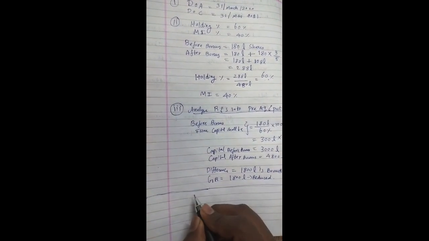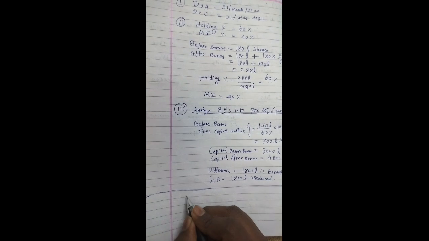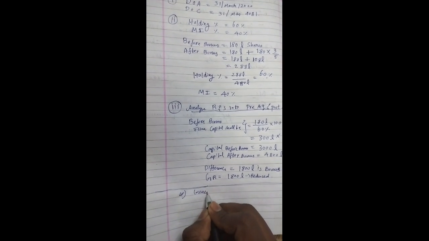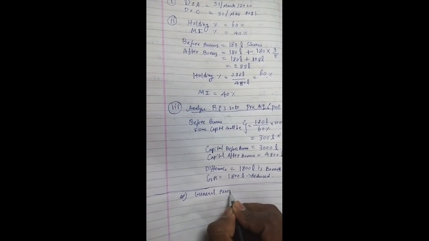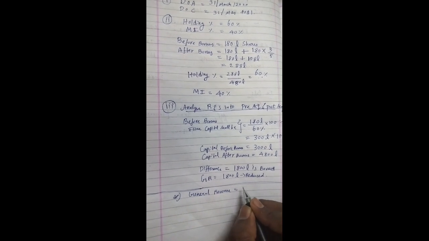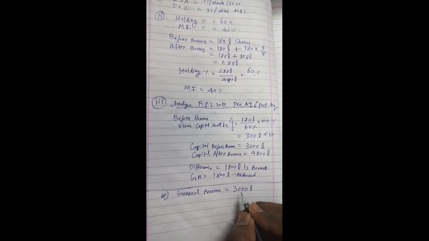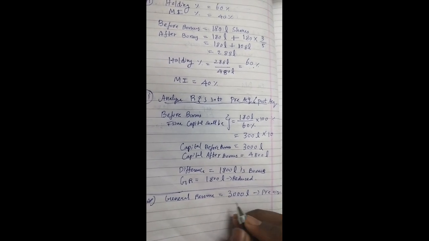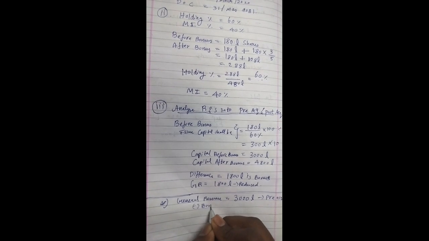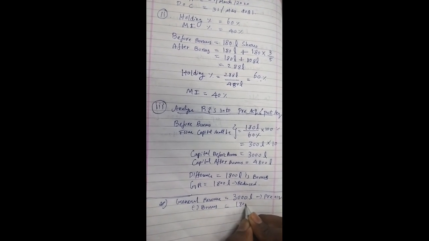Let's first analyze general reserve. General reserve amount before bonus issue is 3000 lakh. These 3000 lakh is pre-acquisition reserve. Okay. And we issued bonus, so minus bonus 1800, 1200 lakh is balance.